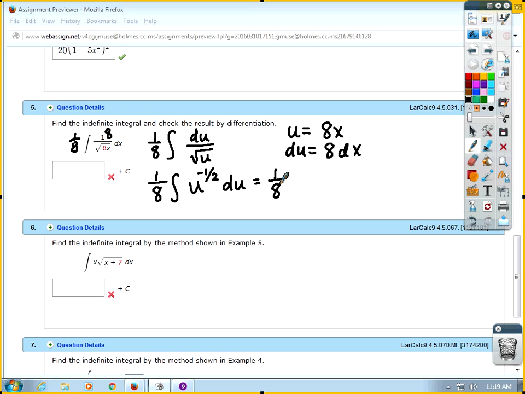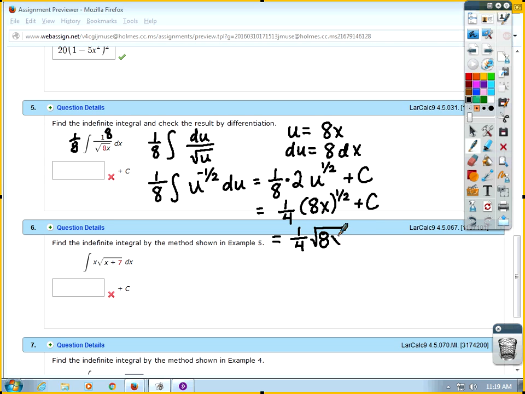So we need to add 1 to the negative 1/2. Negative 1/2 plus 1 is positive 1/2. Divide by that new exponent. Dividing by 1/2 is the same thing as multiplying by its reciprocal. So I'm going to put times 2, and then it would be u to the 1/2 plus c. Simplifying 1/8 times 2 would be 1/4. And substitute your u back in, which was 8x. So that's 1/4 times (8x) to the 1/2, or you could write that as 1/4 times the square root of 8x.